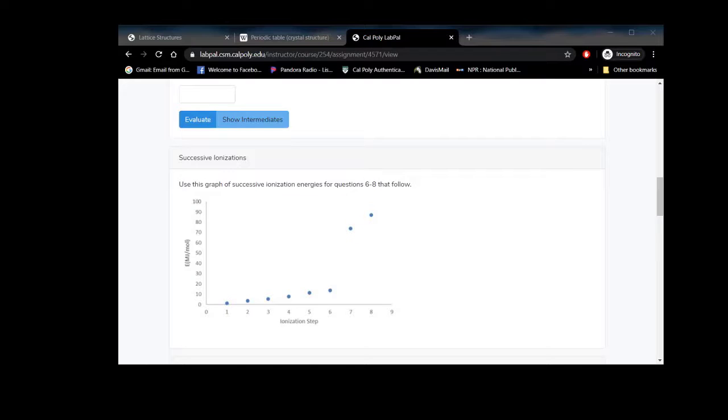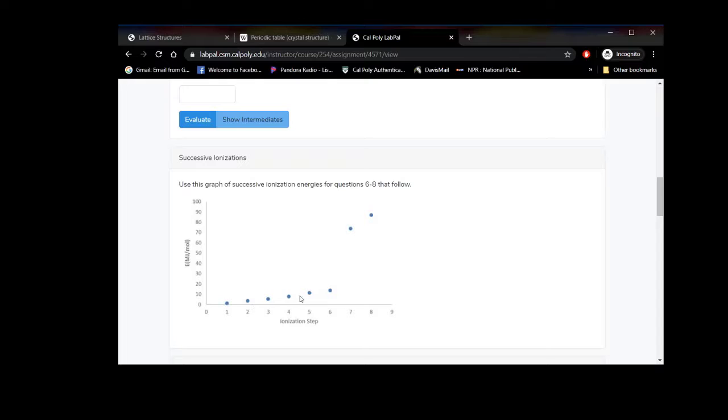Okay, so I just got the next question, which is mastery question practice problem 6, which says, use this graph of successive ionization energy for questions 6 to 8. So first, let's make sure we have a good understanding of this graph. Essentially, to remove the first electron takes some amount of energy, a little bit of energy. Removing the second electron takes more. Third, fourth, fifth, sixth, and after we get to the 6th electron, we see this huge jump in how easy or hard it is to remove an electron.